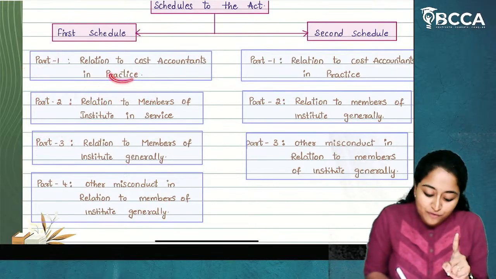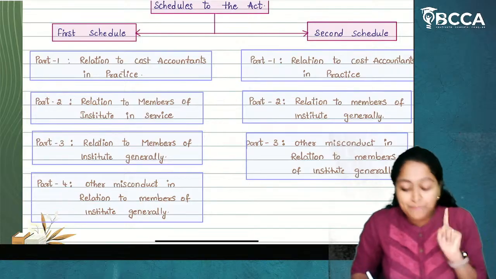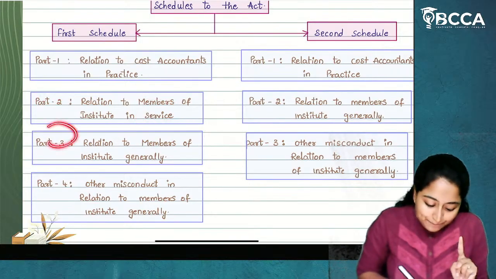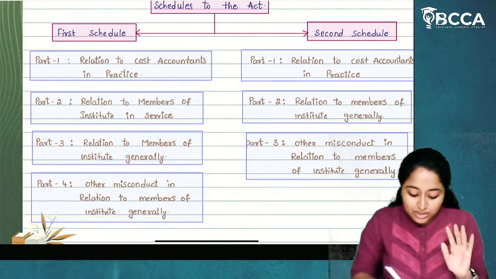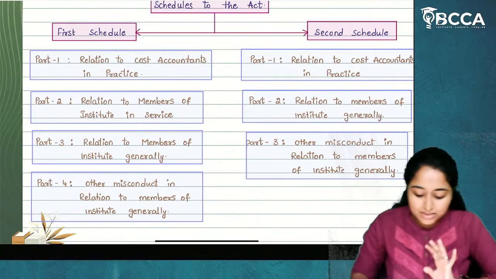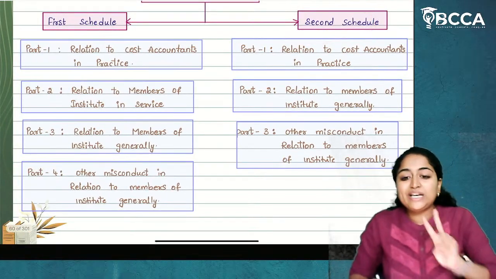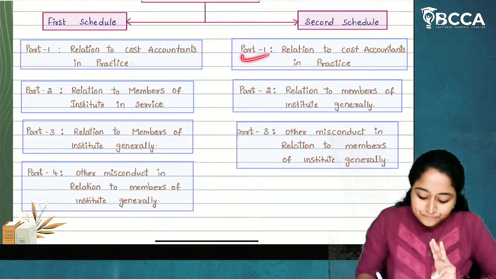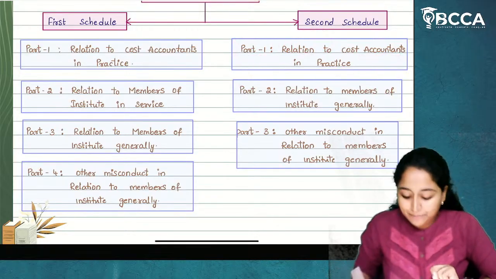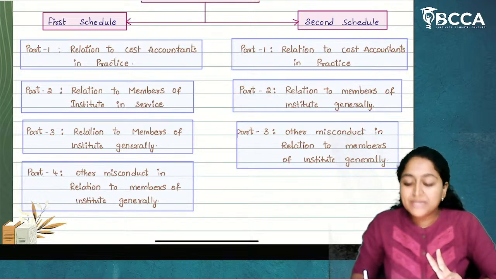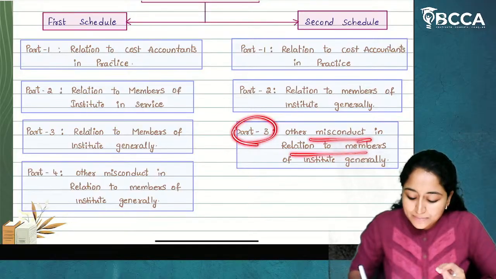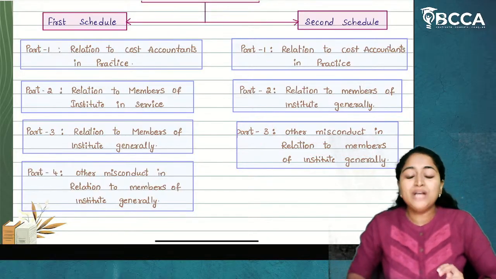Part 1 talks about professional misconduct of cost accountants in practice. Part 2, members of the institute in service, and Part 3 about general members. And the Second Schedule has 3 parts. Part 1, professional misconduct in relation to cost accountants in practice. Part 2, professional misconduct in relation to members of the institute generally. And Part 3, other misconduct in relation to members of the institute generally.